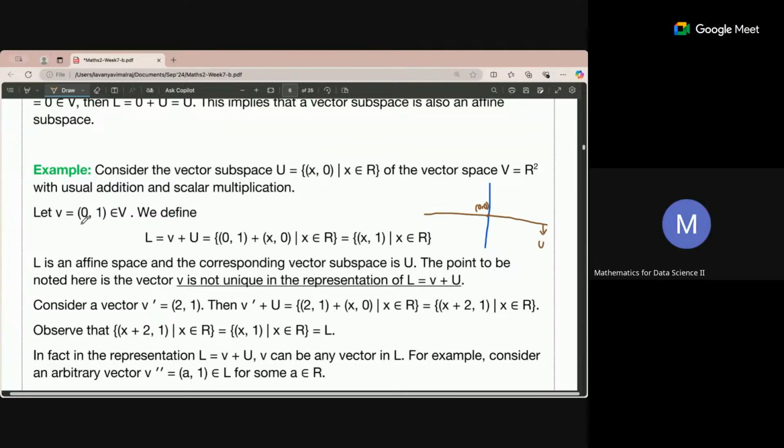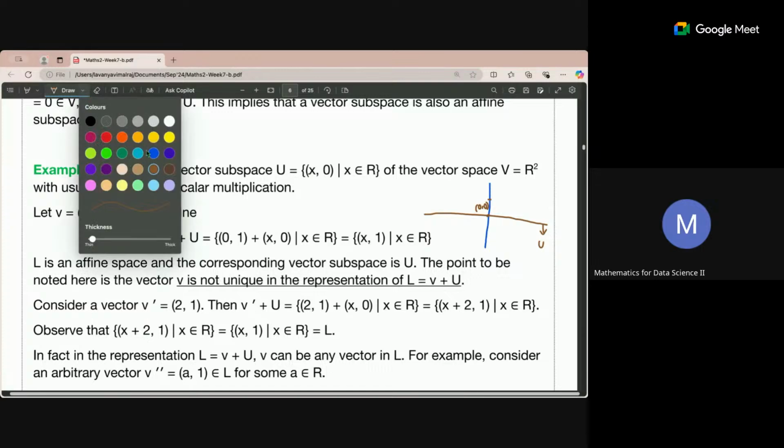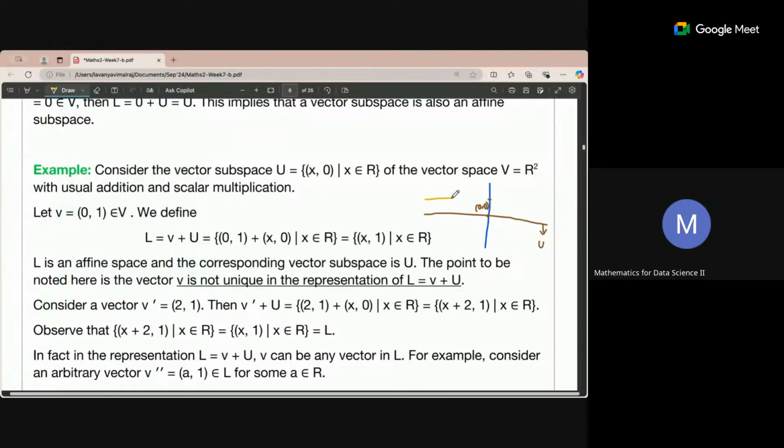Now let us take the element V equal to (0, 1). So (0, 1) is maybe somewhere here. Now we are defining L as V plus U, so that is the set of all (0, 1) plus (x, 0). So it is the set of all (x, 1). So it is this line, maybe in some other color. Let us say it is this line.